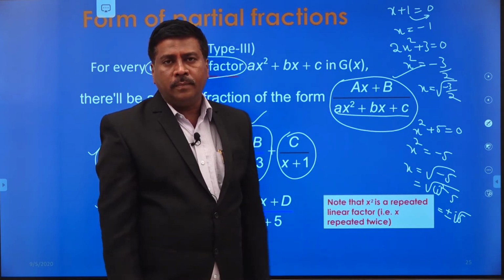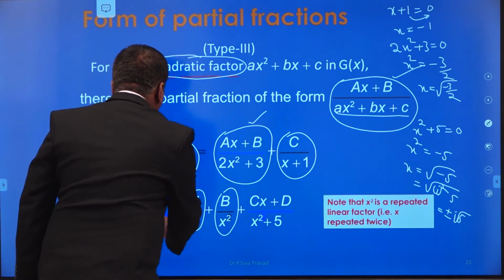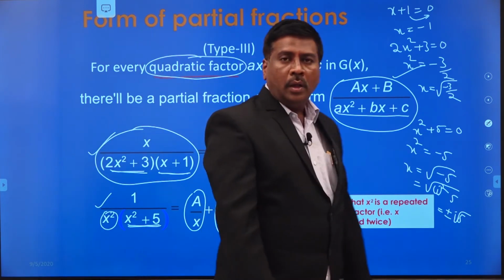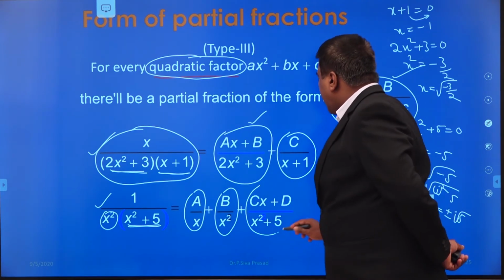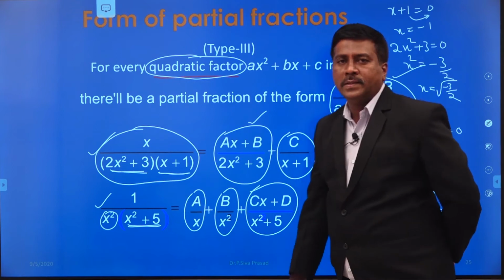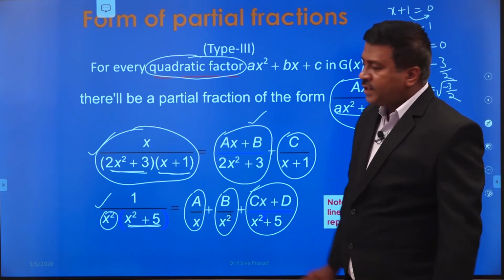You cannot consider them as real factors. That is why these types of factors are called quadratic factors only. Quadratic factor, and that is also non-repeated. Therefore, you have to consider the partial fraction as cx plus d by x square plus 5. All of you catch your point? So likewise, you have to consider.